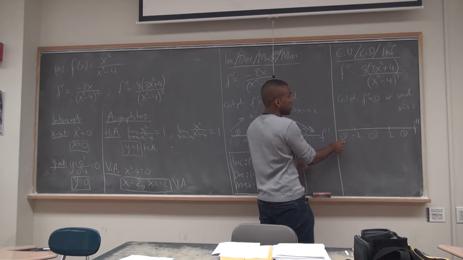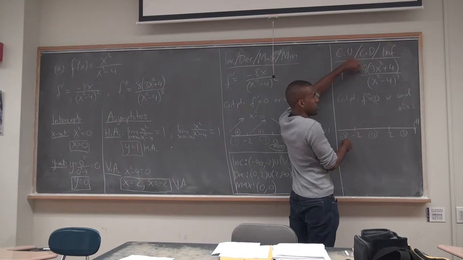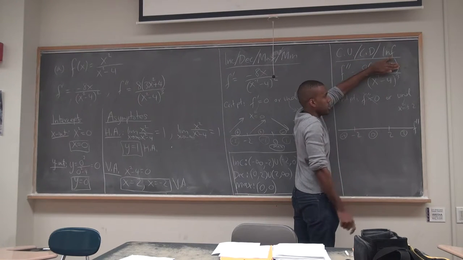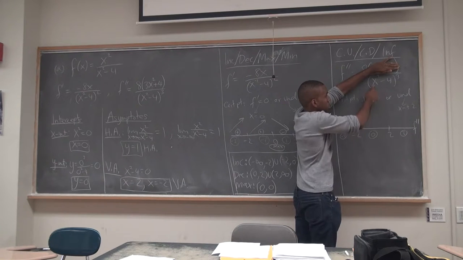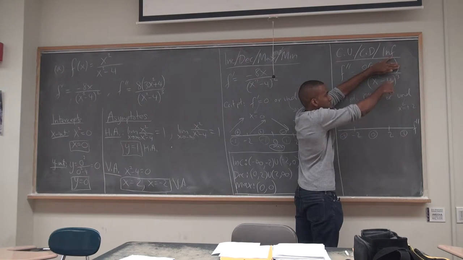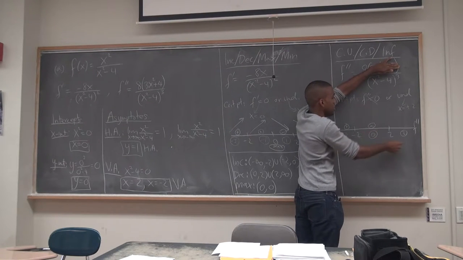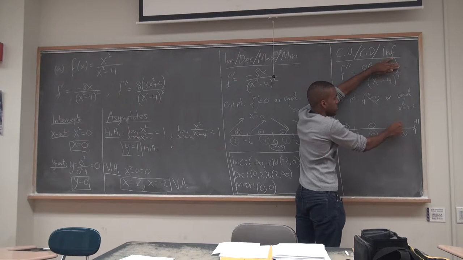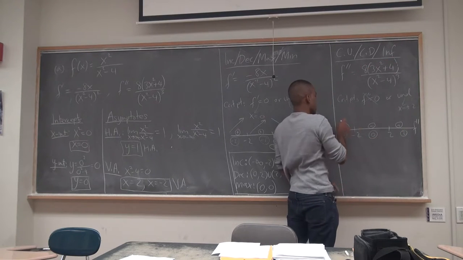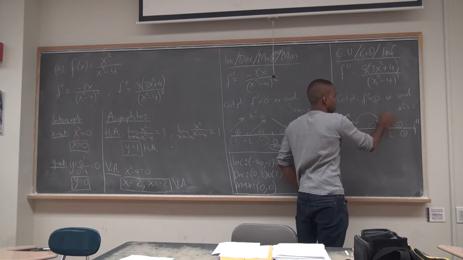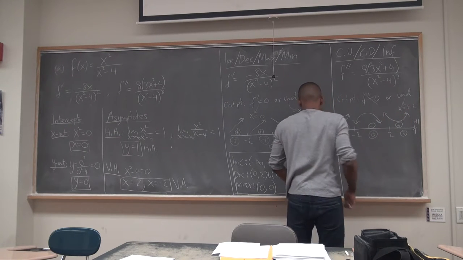So I'm going to plug in minus 3 into this. Notice that the numerator is always positive, so I'm going to ignore it. Look at the denominator, because I only care about the signs. So plug in a minus 3 here, that's 9 minus 4, that is positive. Plug in a 0, that's minus 4 cubed, that's negative. Plug in a 3, that's 9 minus 4, that's positive. So here, positive, concave up like a cup, concave down like a frown, concave up like a cup.